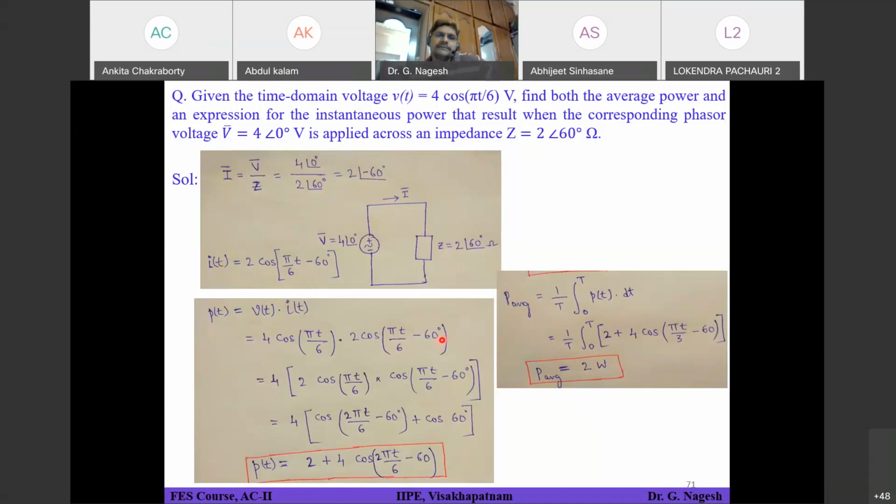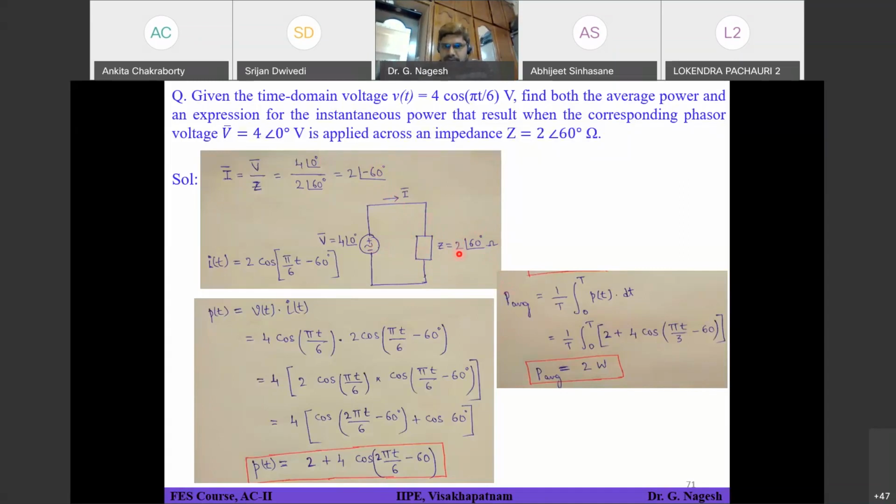So here Z is given as 2 at an angle of 60 degrees. Can you guess what is the nature of the element? What could be the elements present in this Z? Inductor, sir. So that means resistance plus inductor. You have a resistor connected with an inductor. How are you going to say that? Current is lagging with respect to voltage. That's why it is an inductor.